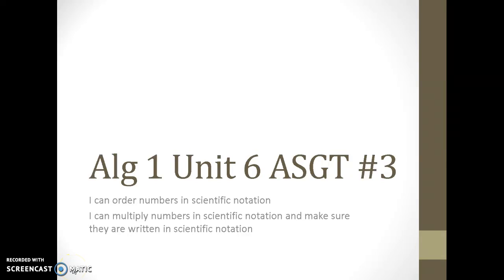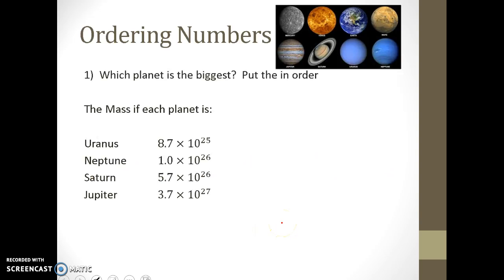So now we're going to move on to assignment number 3, and we're really going to do two things in assignment number 3. One is order numbers that are in scientific notation, and then the second thing that we're going to do is we're going to be multiplying numbers that are in scientific notation by another number. And so let's go ahead and get started.